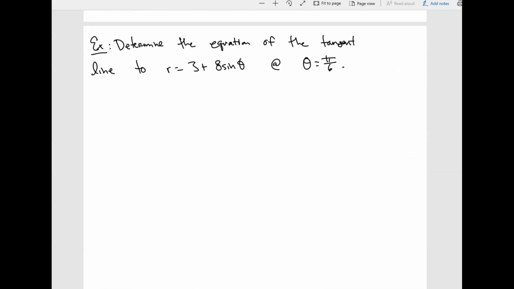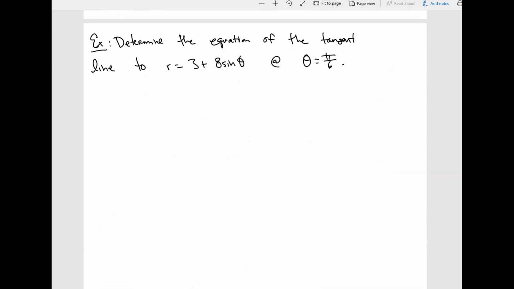So here we're going to do this first example. We want to determine the equation of the tangent line to r equals 3 plus 8 sine theta at theta equals pi over 6, okay? So if you remember, in order to find the equation of the tangent line, that basically means that we want y minus y1 equals m times x minus x1. That's basically what that means.